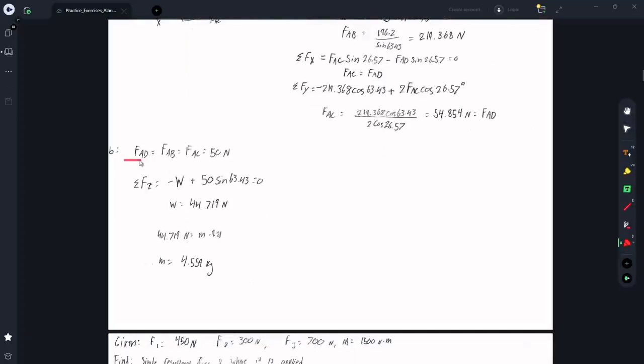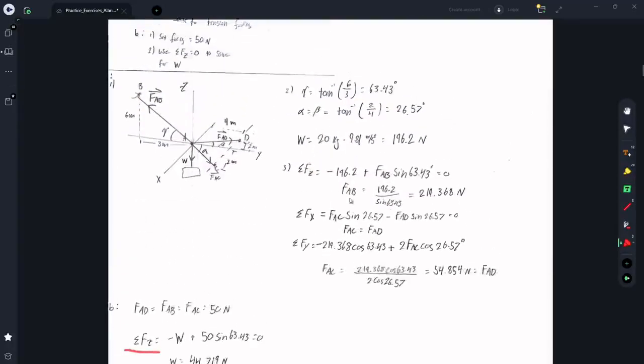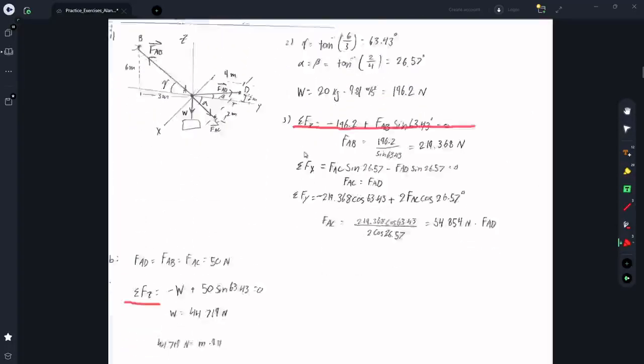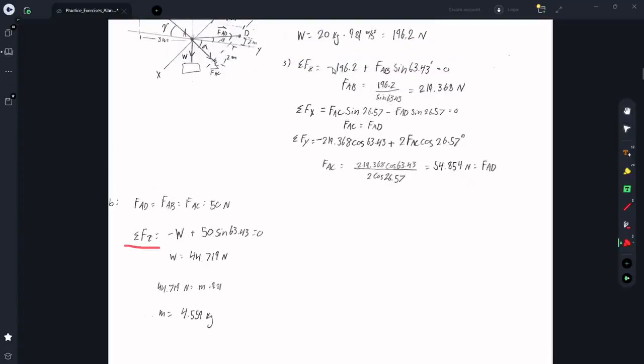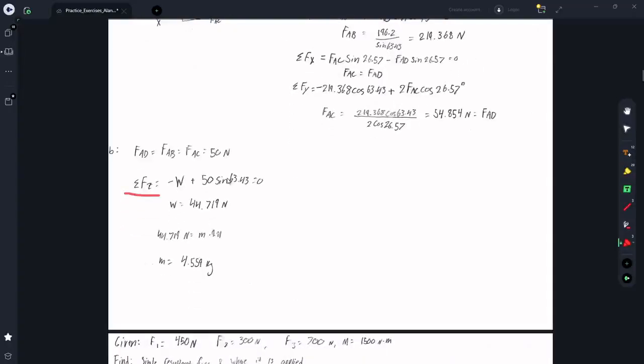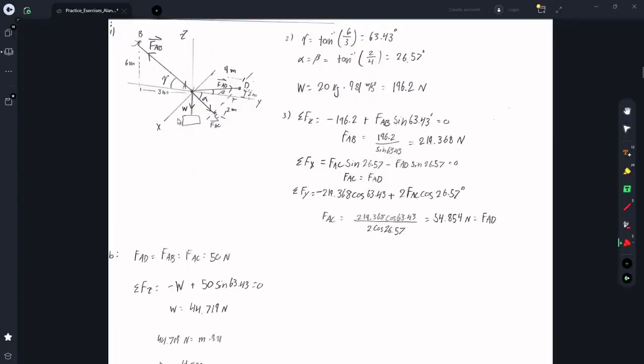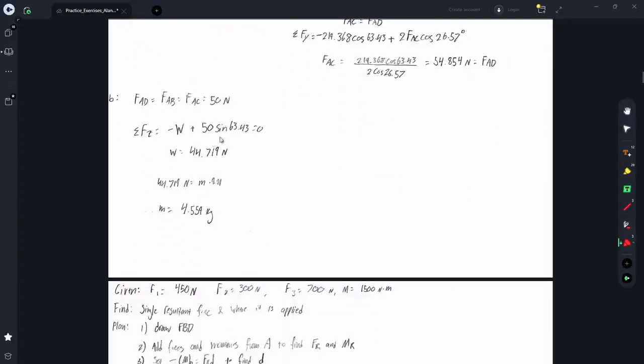So for the second part, we're told that the maximum tension the ropes can hold is 50 newtons. So I used the equation that I got earlier in part 1 using the sum of the forces in the z direction. Instead of using negative 196.2, I just used negative W for the weight force. And then I just used the rest of the equation as normal. I used 50 instead of FAB because it's given. So plugging all those in, you can just solve directly for W, which was 44.719 newtons.